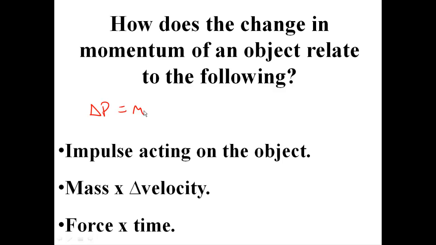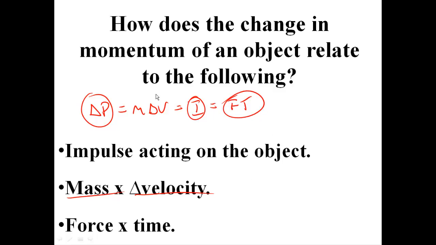So let's think about our relationship here. Our change in momentum equals mass times a change in velocity equals impulse equals force times time. So how does the change in momentum relate to the impulse? Oh, look at that. They're equal. How about the mass times its change in velocity? Well, that is the change in momentum. What about the force times time? Again, they are equal. So they're all equal. And that should make sense.